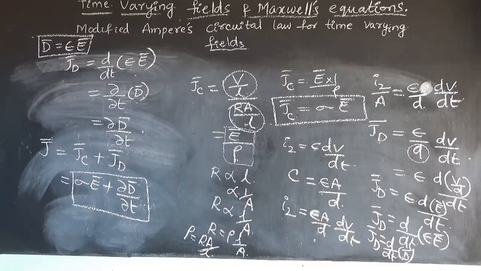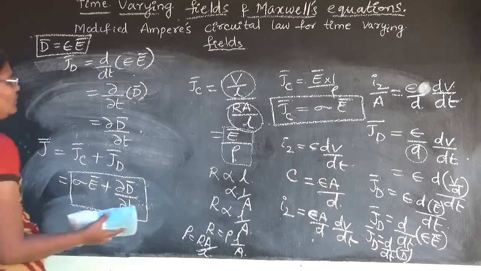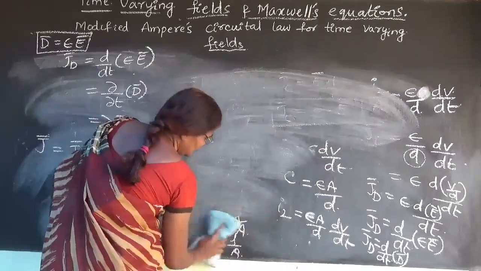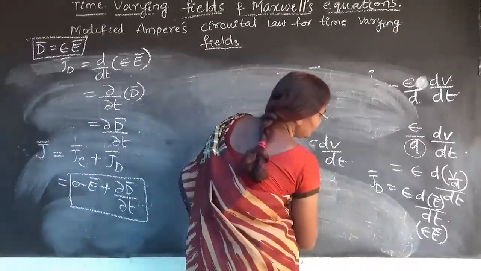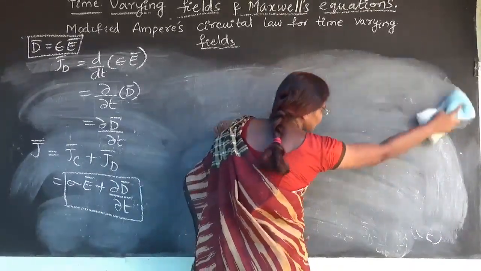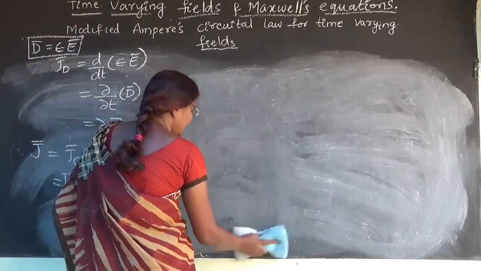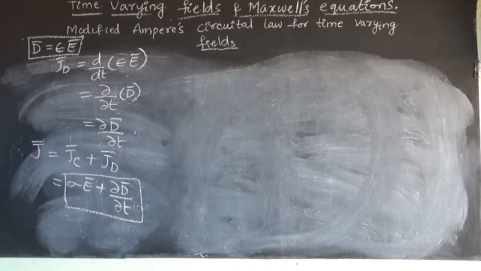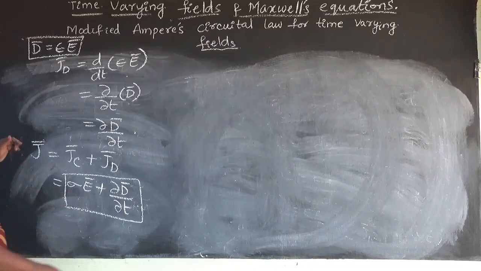Now let me derive something through this, and we will go through a problem here. I hope you understood this. And what is the current density in the time varying fields? Conduction current density as well as displacement current density will combinedly form the total current density in the fields.